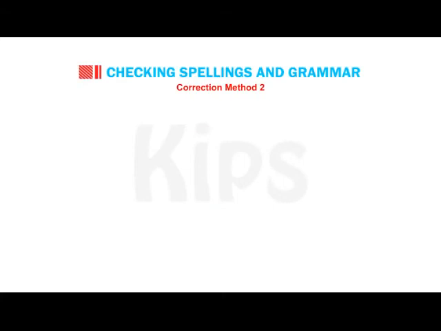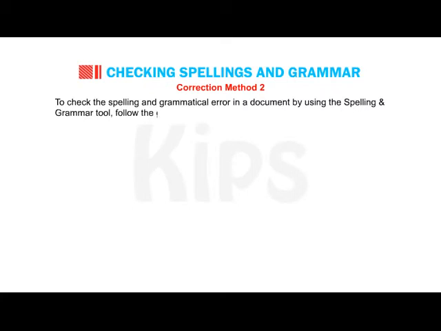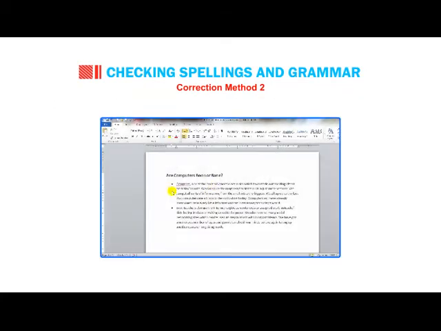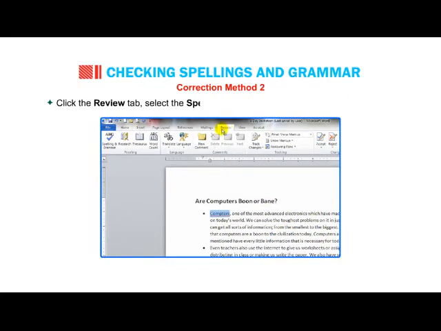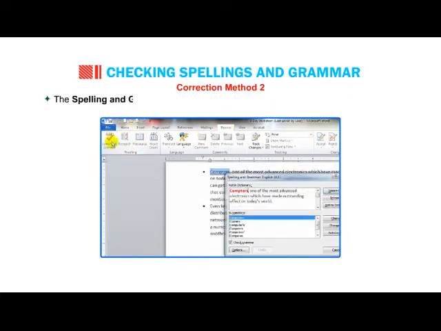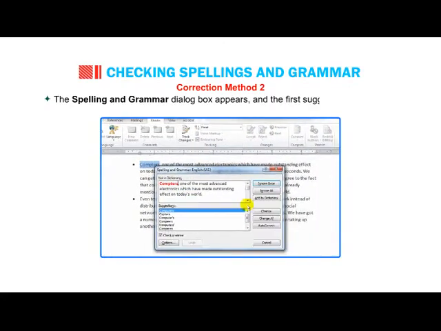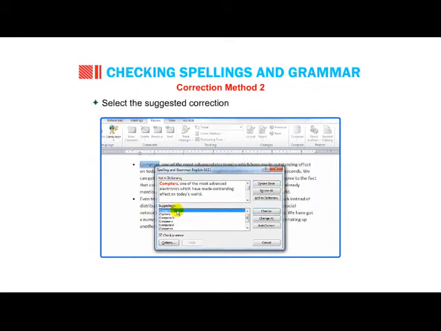Correction Method 2. Spelling and Grammar Tool. To check the spelling and grammatical error in a document by using the Spelling and Grammar tool, follow the given steps. Open a Word document that needs to be checked. Click the Review tab, select the Spelling and Grammar option in the Proofing group. The Spelling and Grammar dialog box appears and the first suggested correction is highlighted. Select the suggested correction and click the Change button.